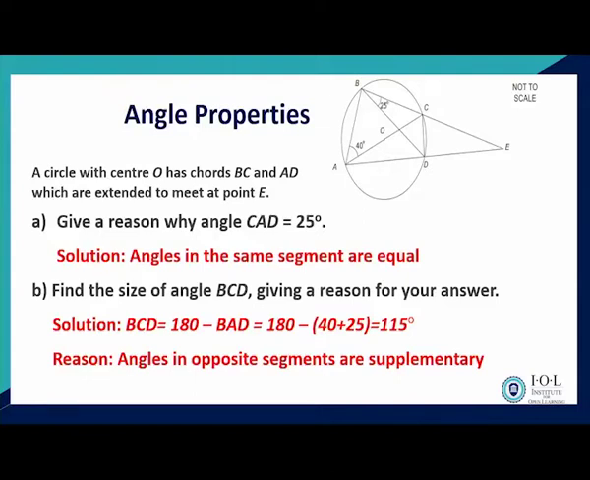The angle between a tangent and the radius is also 90 degrees. The angle at the center is twice the angle on the circumference. Angles in the same segment are equal, and also angles in opposite segments are supplementary. Let's look at this question now. We have an example here.